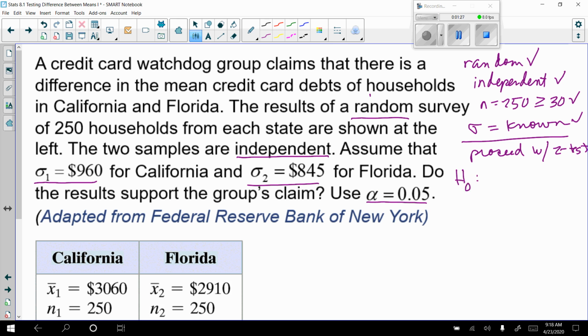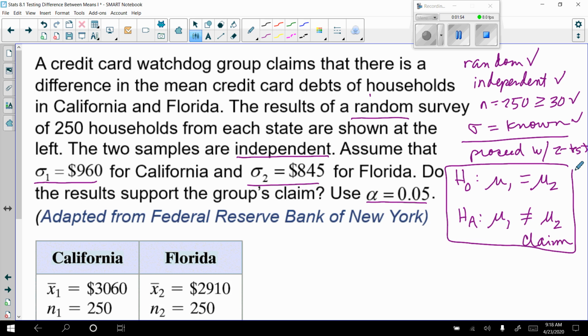Now we have to come up with our null hypothesis and our alternate hypothesis. The claim is that the credit card watchdog group claims there's a difference. So that needs to be that mu of the first group is not equal to mu of the second group. That's the claim. That means mu 1 equals mu 2 is our null hypothesis. Based on that, we can draw a normal model and know that we have a two-tailed test.